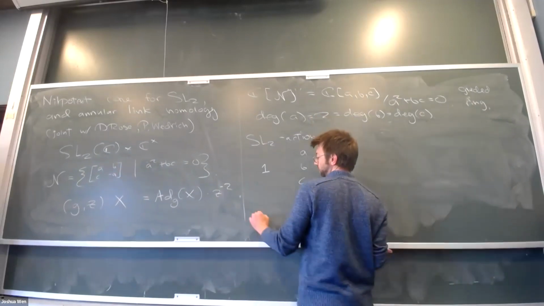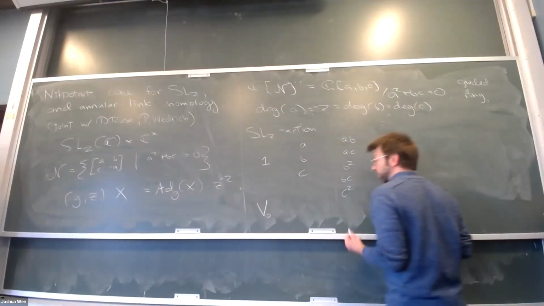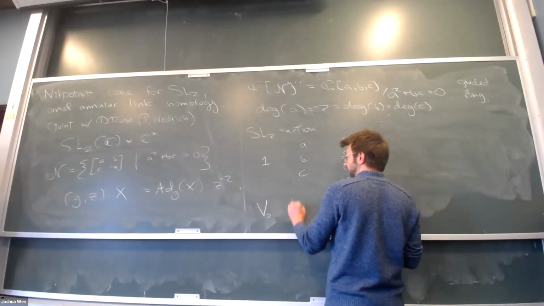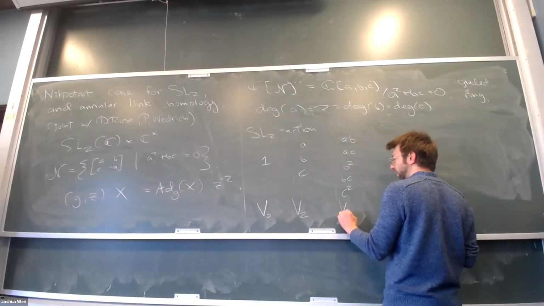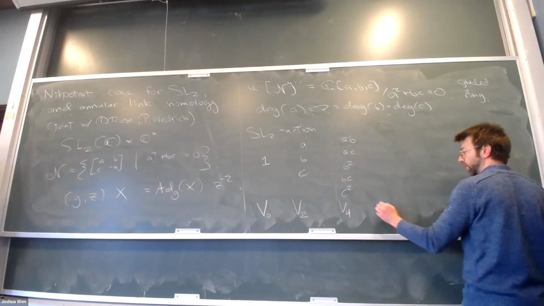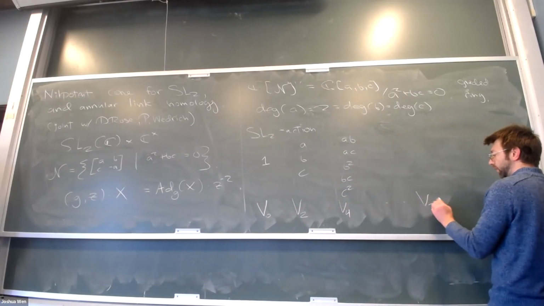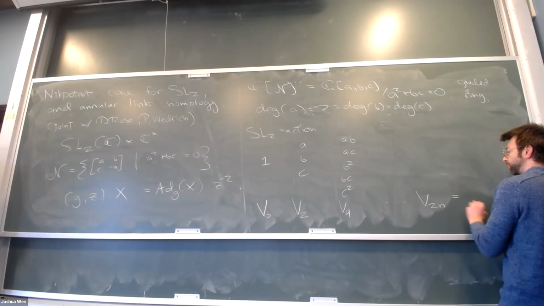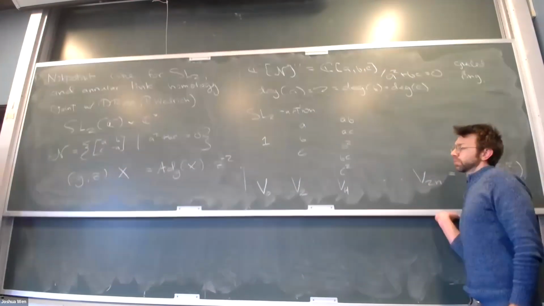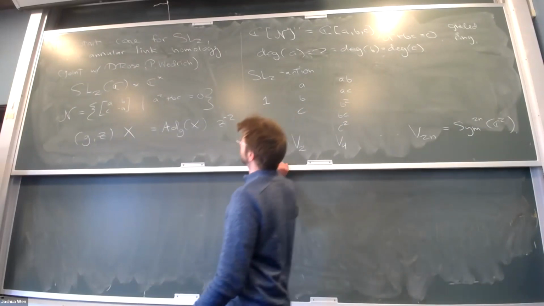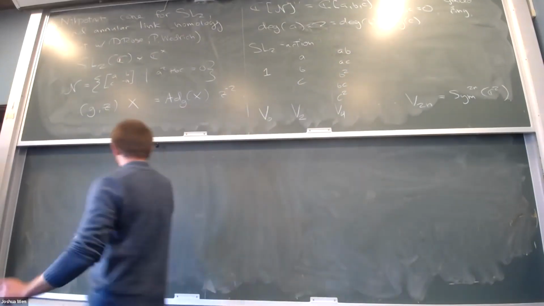And these are just representations of SL2, so I can label them by their highest weight. This is the trivial representation. This is the standard adjoint one, and so all of these are just the irreducible representations of SL2 with even highest weight. Okay, so that's a very explicit way of thinking about functions on the nilpotent cone.